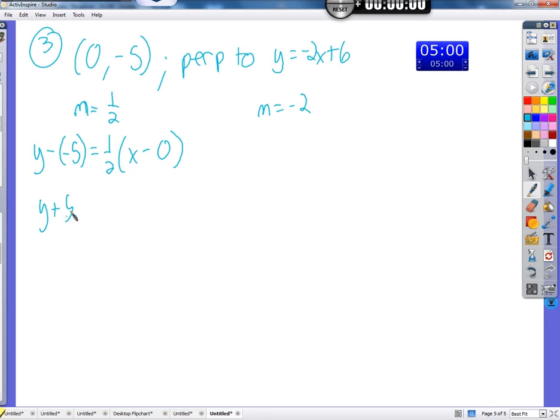Okay? y plus 5 equals 1 half x, minus 0. y equals 1 half x minus 5. So notice we didn't have to take b and plug it back in. When we got done, we solved for y, it was all done.